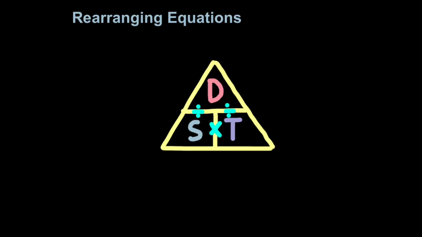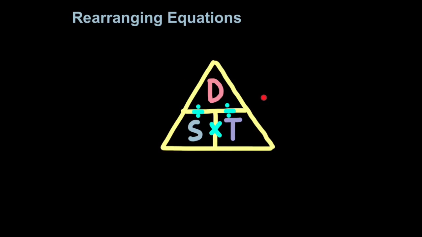In case you're not familiar, these triangles work as follows. Basically, you have three parts to an equation, so you have distance, speed, and time here. This line here represents a division line, and this line represents a multiplication line. So the idea is, for example, let's say we wanted to work out distance. We'd cover up distance, and we'd be left with speed times time. However, if we wanted to work out speed, we'd cover speed, and you'd have distance divided by time. And finally, if you want to work out time, you cover time, and you have distance divided by speed.